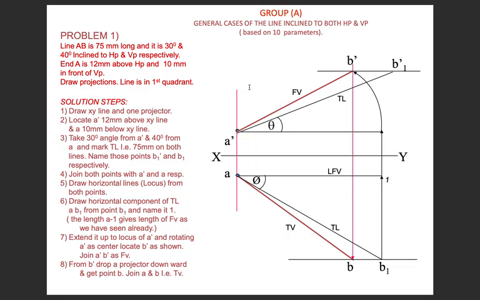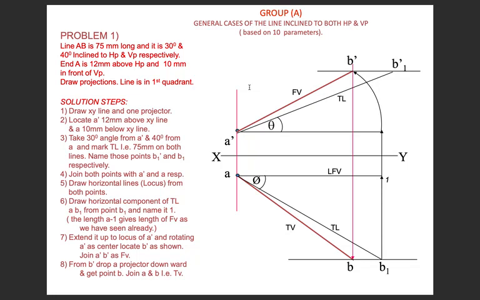You should join both the points with A dash and A respectively. Draw horizontal locus lines from both the points. Draw the horizontal component of the true length AB1 from the point B1 and name it 1.